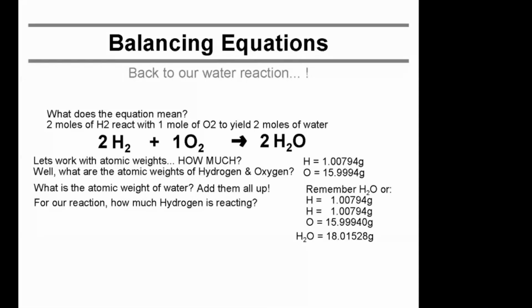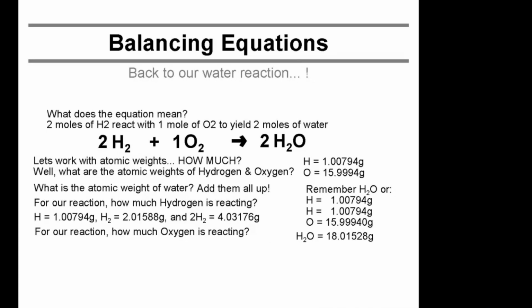Okay, so for our reaction, how much hydrogen is reacting? 2 H2 blobs. So 1 H is 1.00794. 1 H2 is double of this, but I have 2 of these doubles, which means I need to double it twice. So I actually have 4.03167 grams of hydrogen reacting with how much oxygen? 1 O2 blob, which is 2 times the 15.99, gets me 31.998.